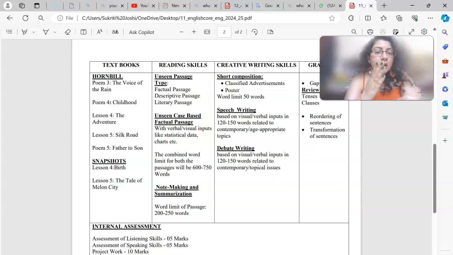Short composition under creative writing skills: classified advertisements, poster, word limit should be about 50 words. Speech writing, based on visual or verbal inputs in about 120 to 150 words related to contemporary or age appropriate topics. Debate writing, based on visual or verbal inputs in about 120 to 150 words related to contemporary and age appropriate topics, issues. Then grammar: gap filling, review of tenses, clauses, reordering of sentences, transformation of sentences.